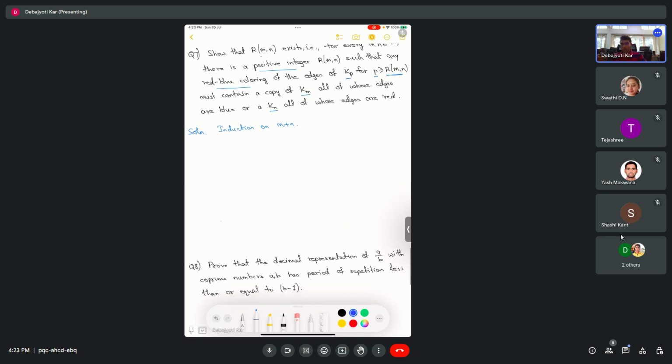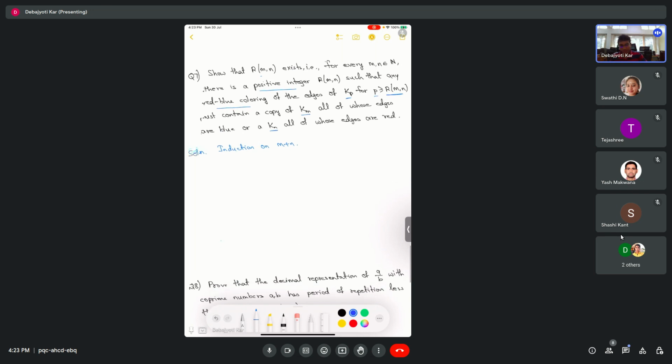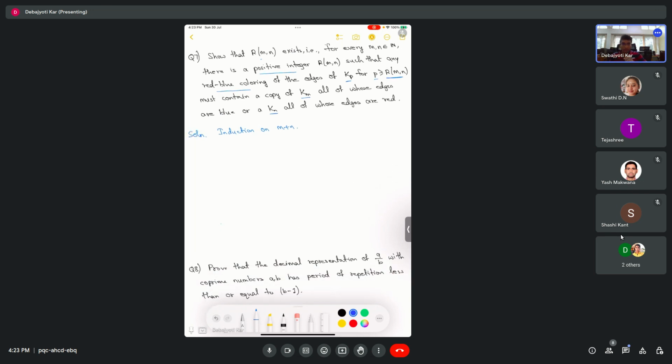Okay, so now since m and n both are natural numbers, m plus n is at least 2, and that is the base case. So when m plus n is equal to 2, this can only happen when m is equal to 1 and n is equal to 1. Then my claim is that r(1,1) is just equal to 1.